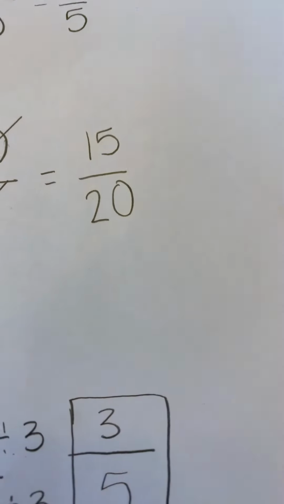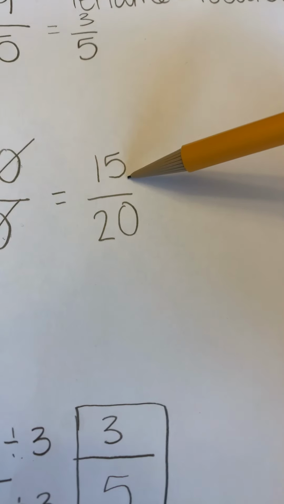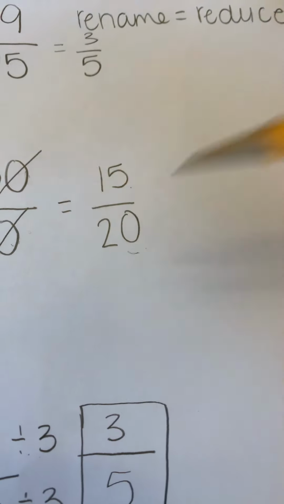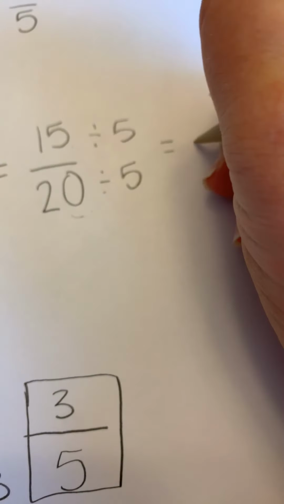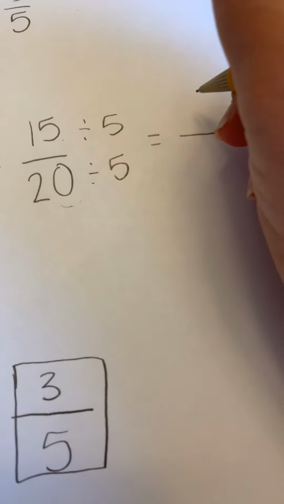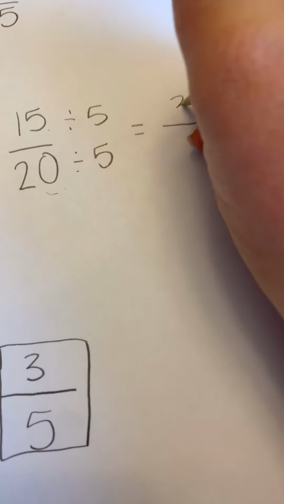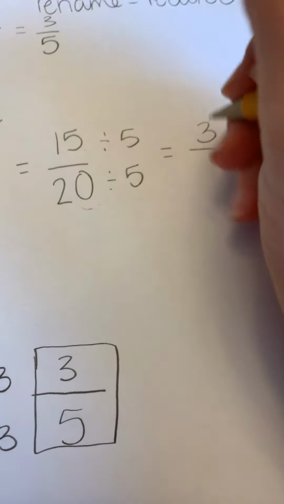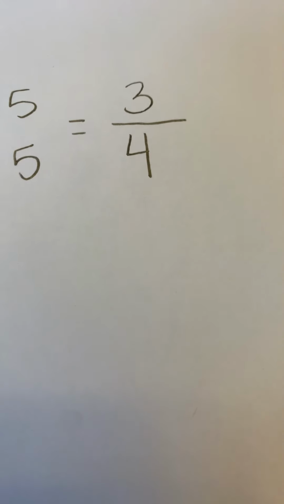If I remember my divisibility tests, I remember that if something ends in a 5 or a 0, I can always divide it by 5. So the number that I'm going to pick to divide both the top and the bottom by is going to be 5. I know that 15 divided by 5 is 3, and I know that 20 divided by 5 is 4. So my answer should be 3/4.